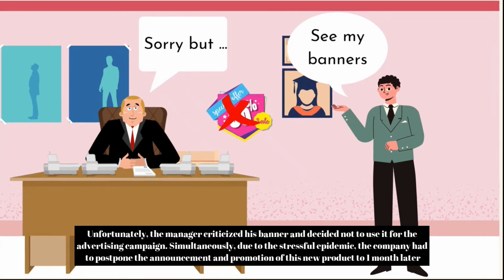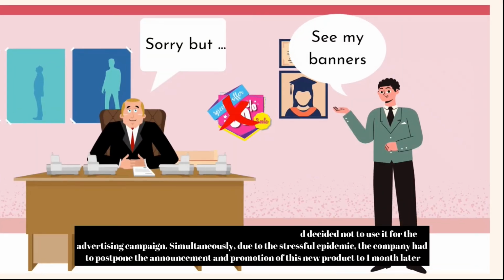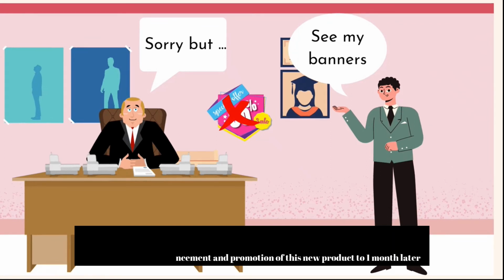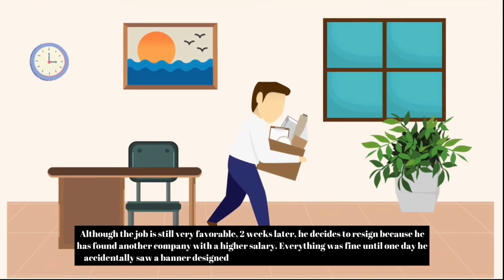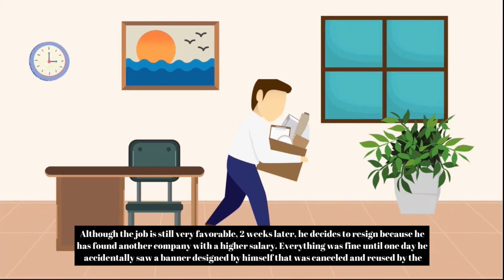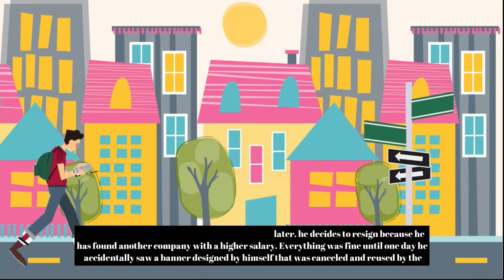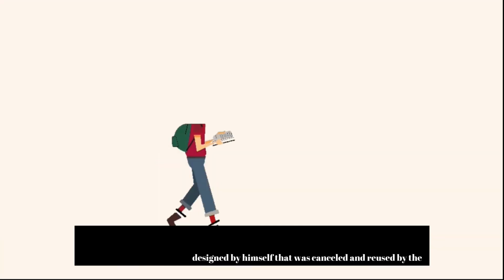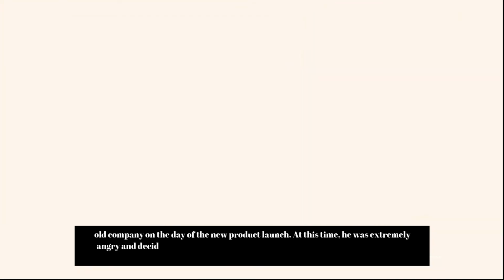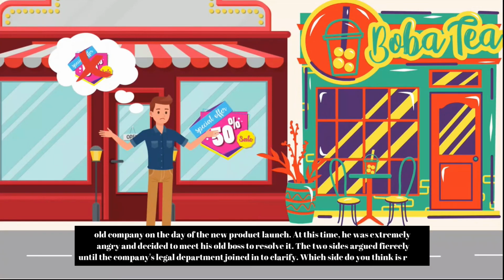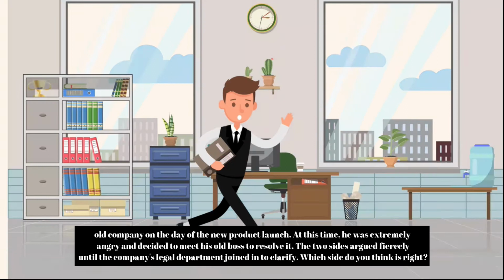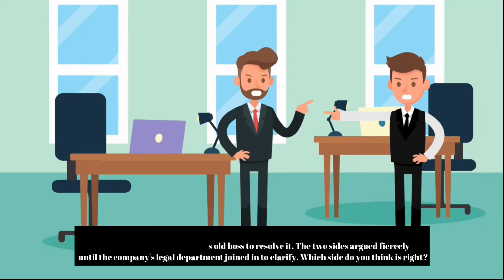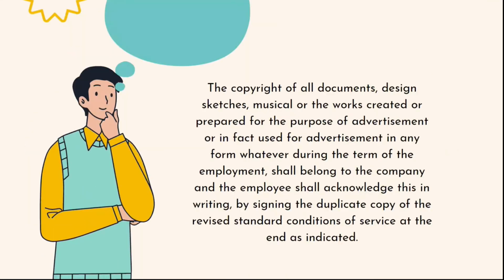Simultaneously, due to the stressful epidemic, the company had to postpone the announcement and promotion of this new product to 1 month later. Although the job was still very favorable, 2 weeks later, he decided to resign because he had found another company with a higher salary. Everything was fine until one day he accidentally saw a banner designed by himself that had been cancelled being reused by the old company on the day of the new product launch. At this time, he was extremely angry and decided to meet his old boss to resolve it. The two sides argued fiercely until the company's legal department joined to clarify. Which side do you think is right?